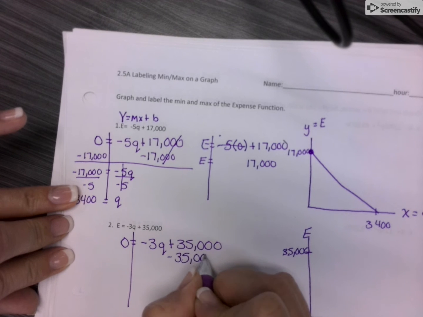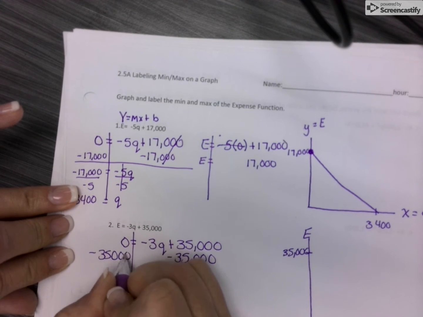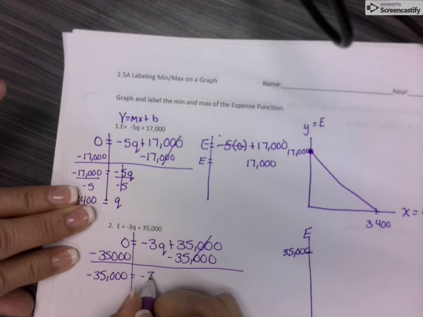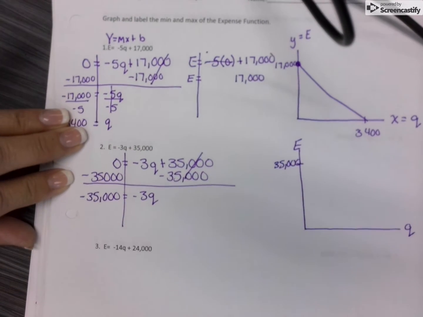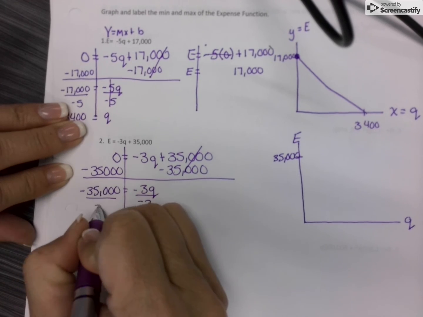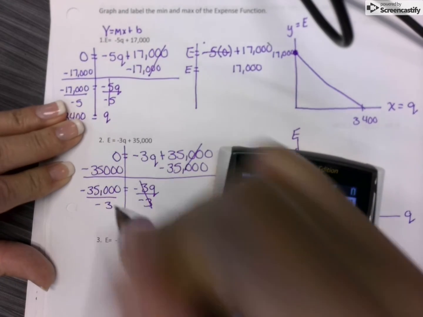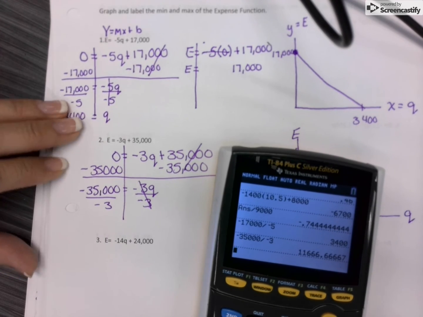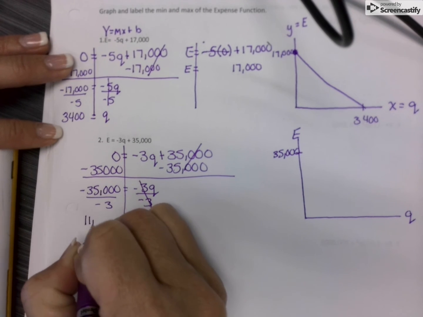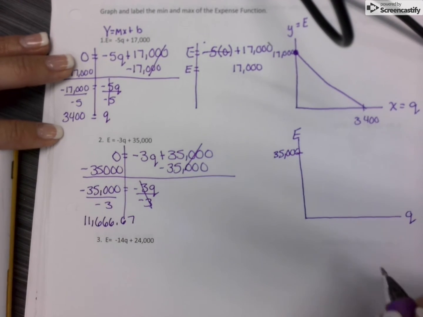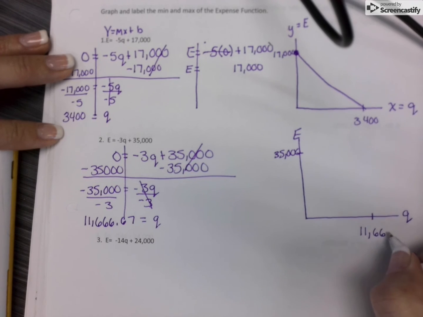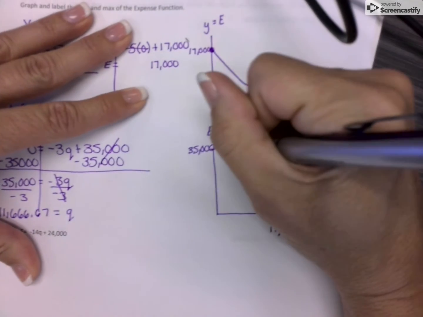Subtract 35,000. And I get negative 35,000 equals negative 3Q. Divide both sides by negative 3. Remember, a fraction is just a fancy schmancy way of doing division. And I'm looking at 11,666.67. Two points make a line.